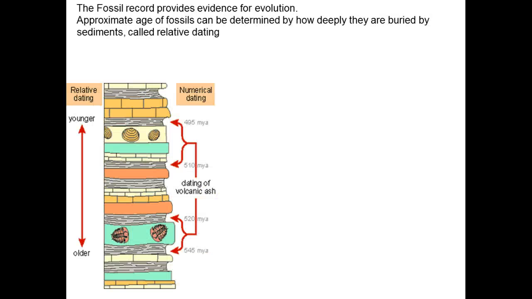So the fossil record gives us a relative idea. If you look at the different layers, as you go to deeper layers, you look at the older organisms, versus the more top layers are the younger organisms. So this is what we call relative dating.